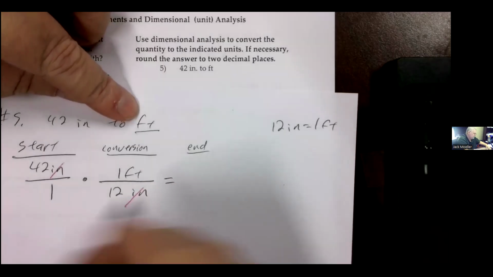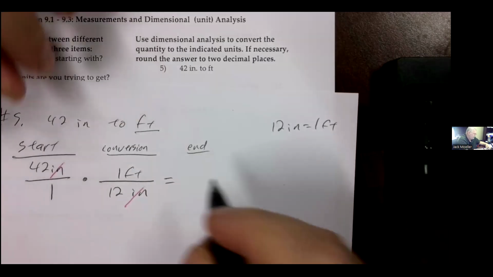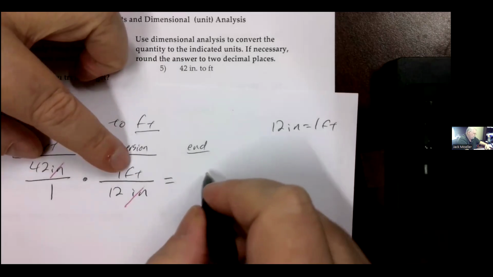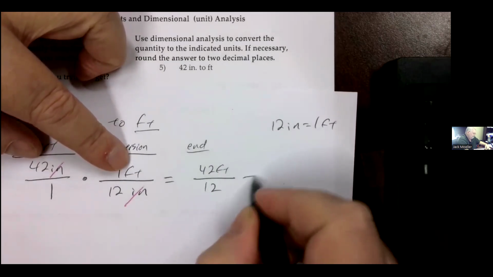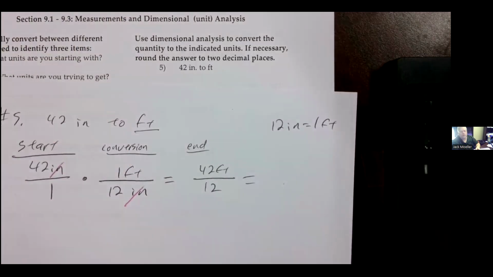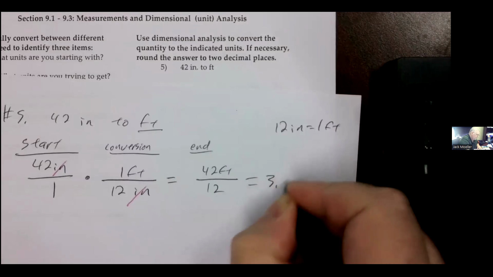So now what you do is, now that we simplified, multiply. So do 42 times 1 foot. So that would be 42 feet over 12. Now this is where, like I said, I'm pretty sure MyMathLab is, I'm used to everything with decimals when it comes to conversions. That would be 3.5 feet.